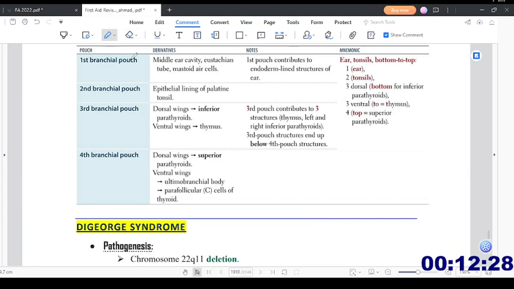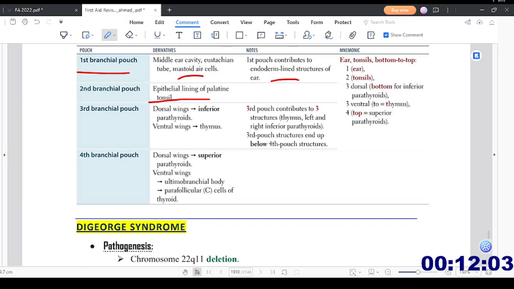So the first branchial pouch will give rise to the middle ear cavity, eustachian tube and mastoid ear cells. The first pouch contributes to the endoderm lining structures of the ear. We know the pouch is from the endoderm, so it is going to give rise to the structures which are endodermally lined. Second pouch, epithelial lining of the palatine tonsils.